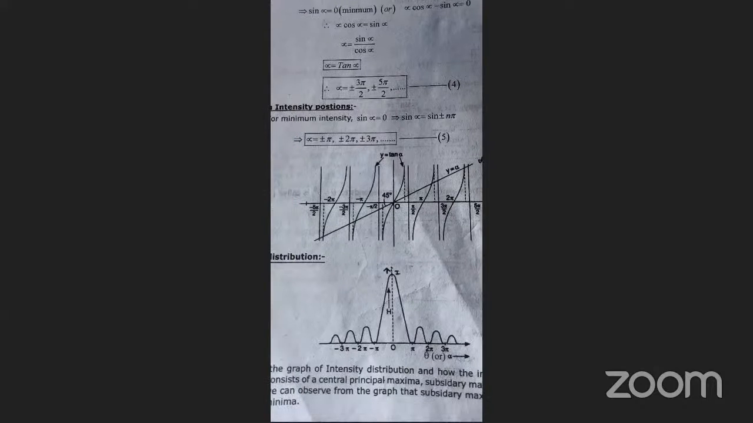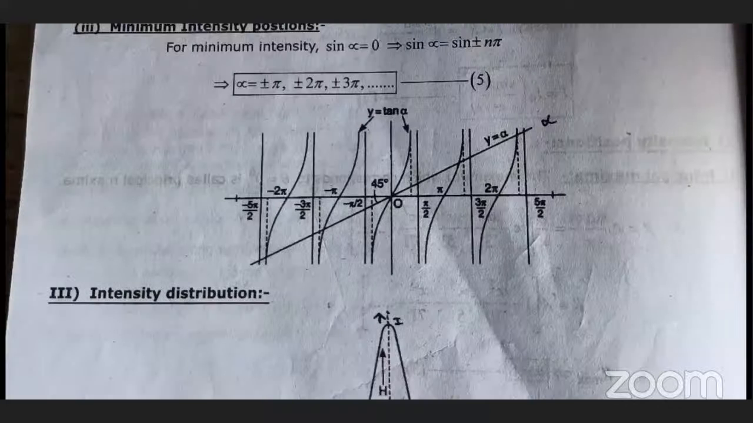We can observe from the graph that the subsidiary maxima do not fall exactly midway between two minima. It consecutively decreases on both the positive side and negative side. It gives continuous maxima and minima, with maxima of decreasing intensity and minima, as shown in this diagram, which is the Fraunhofer diffraction due to a single slit.